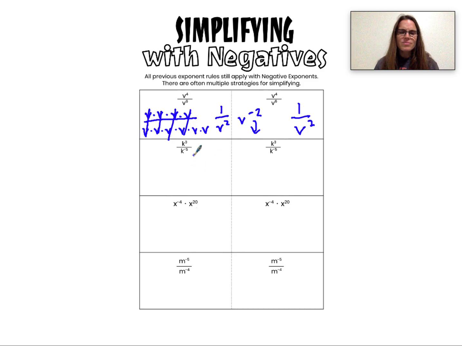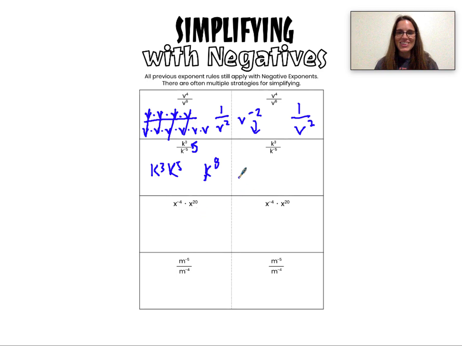Next example, we have k to the third divided by k to the negative fifth. One strategy is to go ahead and arrow up that k to the negative fifth. So a k to the negative fifth in the denominator is simplified to k to the fifth, positive 5, in the numerator. That gives us k to the third times k to the fifth after we move that k to the negative 5 to the numerator, making the exponent positive 5. K to the third times k to the fifth is k to the eighth.